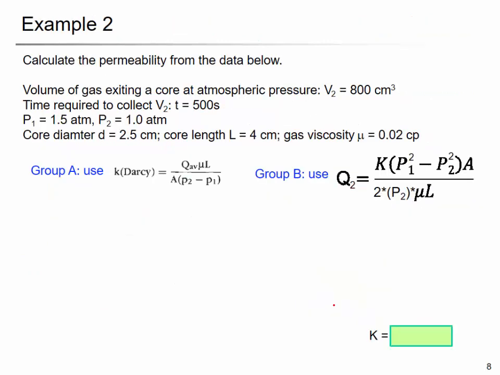So let's solve the example. The volume of gas exiting a core at atmospheric pressure, V2, is 800 cubic centimeters, and the time required to collect V2 is 500 seconds. P1 is 0.5 atm, and P2 is just 1 atm, the atmospheric pressure. Core diameter is 2.5 centimeters, core length is 4 centimeters, and gas viscosity is 0.02 centipoise. Then you can calculate K from this equation or this equation. Let's use this one.